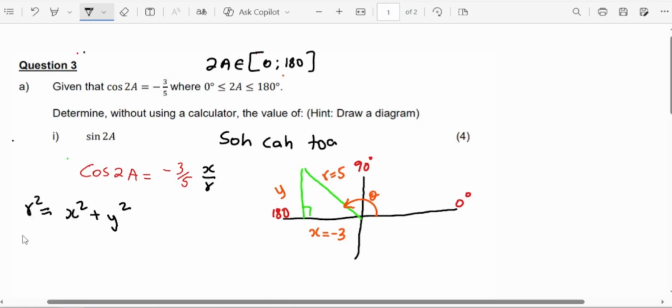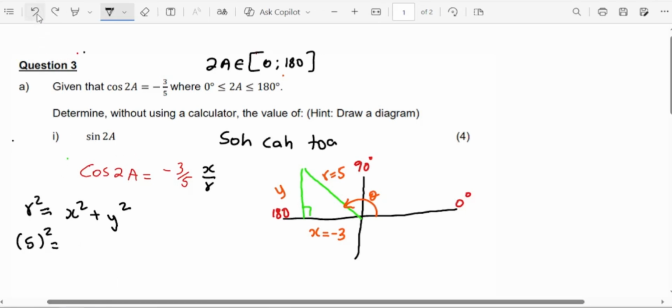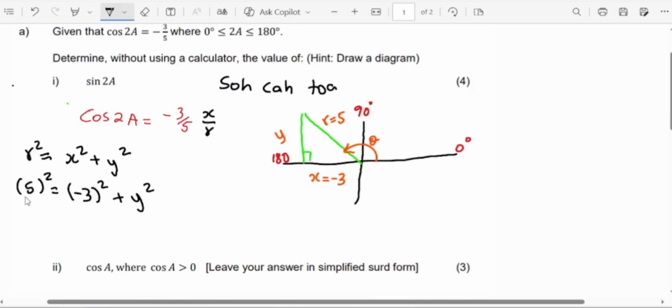Therefore, now on this one, the value of r was given as 5. I'm just going to substitute that as 5 squared. And x is given as negative 3. We are looking for y. We know the value of x, which was minus 3 squared, and we have the y squared there. So what's next? 5 squared is 25, 3 squared is 9, but let's bring it this side to be negative 9. This will give us y squared, so it's the same as saying 16 is equal to y squared.